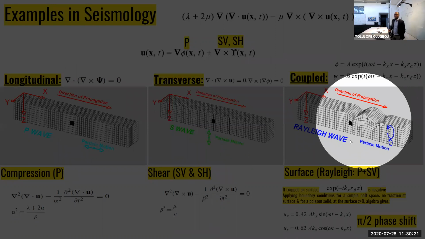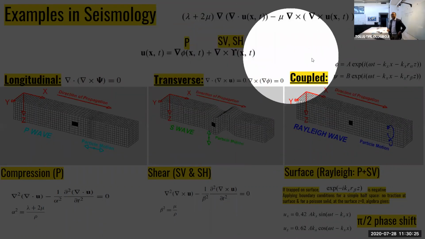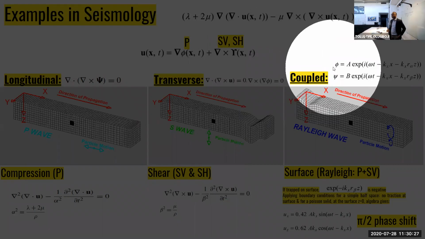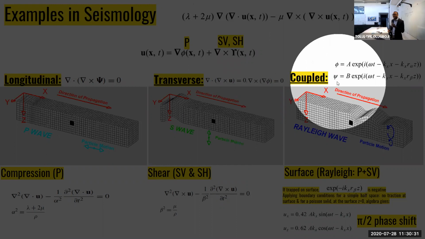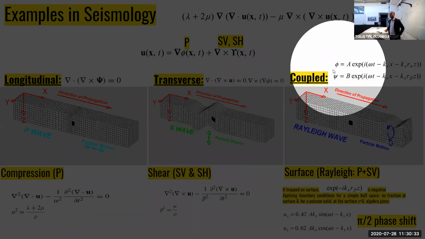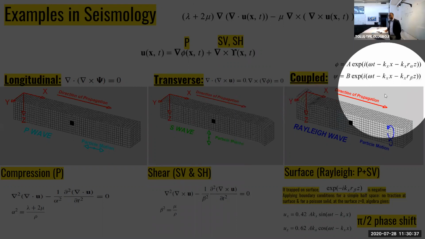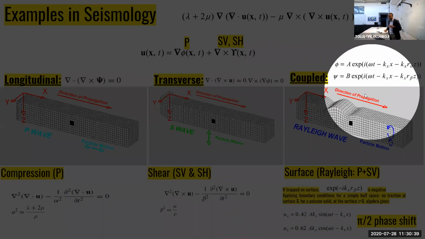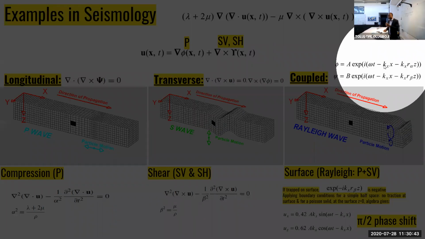For a coupled wave like a Rayleigh wave, you will have P and SV coupling. So you have a potential phi for P and another potential for the SV wave. They will travel at a particular phase speed, with the same wavelength and the same wave number k.